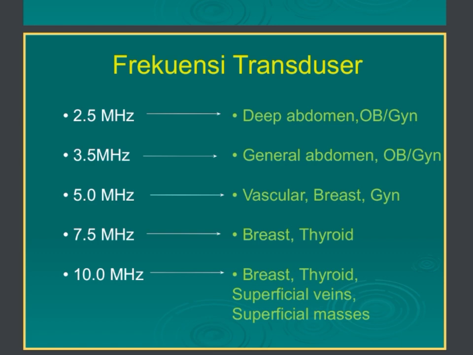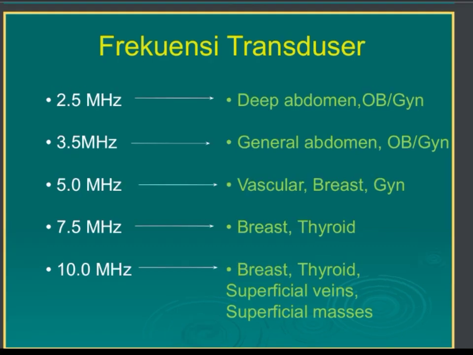Bagi obstetric dan gynecology, contohnya macam kita tengok baby, tengok bahagian pelvic dan sebagainya. 3.5 MHz pun sama, general abdomen, gynae dan juga obstetric and gynecology. Untuk 5.0 MHz, lebih kepada vascular, iaitu untuk tengok bahagian jantung. Okey, kita pergi lebih lanjut berkenaan dengan frekuensi ultrasound, ya.